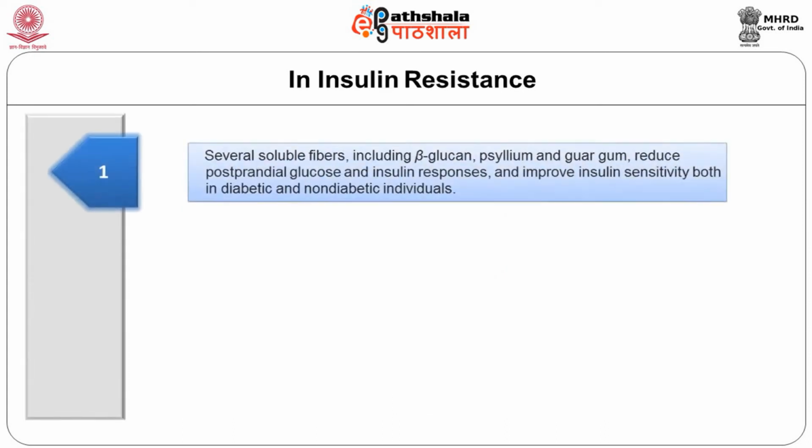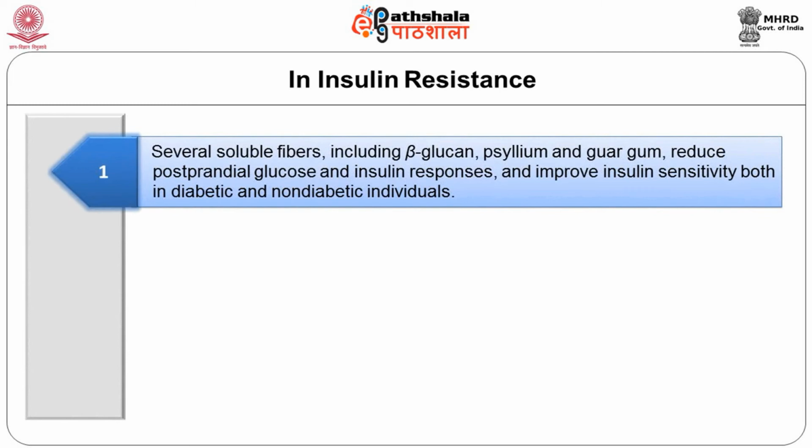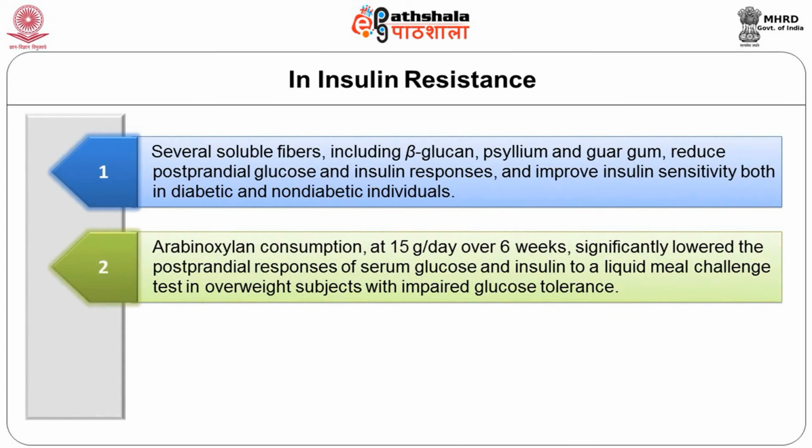In insulin resistance, several soluble fibers including beta-glucan, psyllium and guar gum reduce postprandial glucose and insulin responses and improve insulin sensitivity in both diabetic and non-diabetic individuals. Arabinoxylan consumption at 15 grams per day over 6 weeks significantly lowered the postprandial responses of serum glucose and insulin to a liquid meal challenge test in overweight subjects with impaired glucose tolerance.